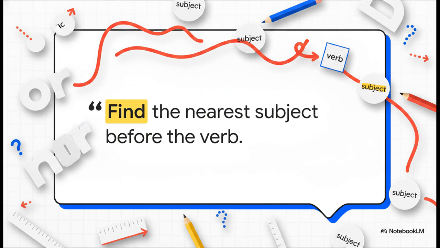Listen, if you only take one single thing away from this section, make it this insider trick. When you're sitting there and you see or nor, literally just trace a line backward on your scratch paper from the verb to the very first subject you hit. Find that nearest subject. Ignore everything else. You do that and you bypass the trick every single time.